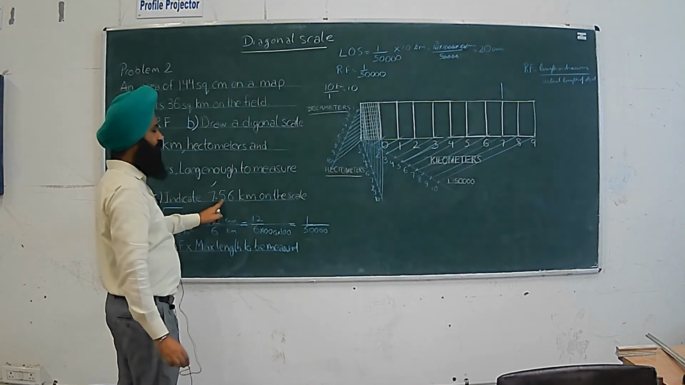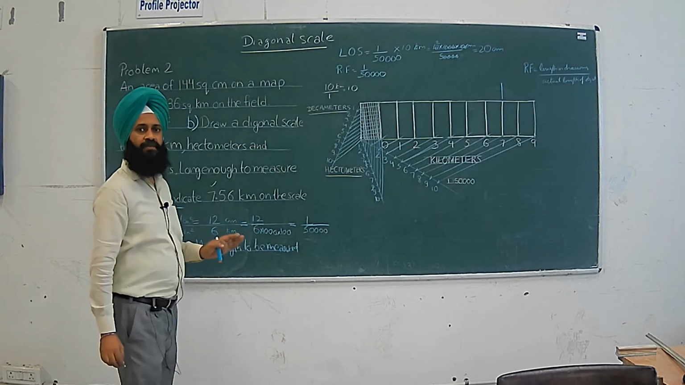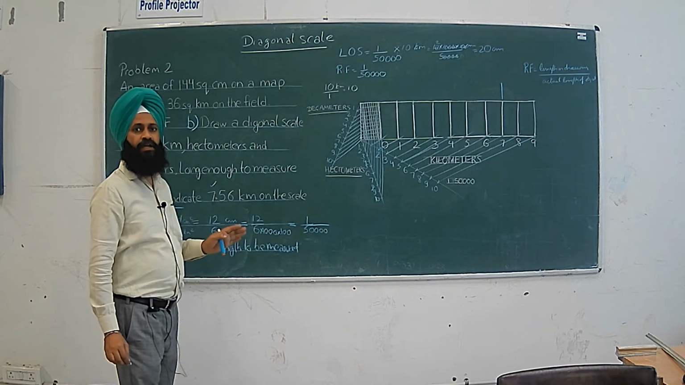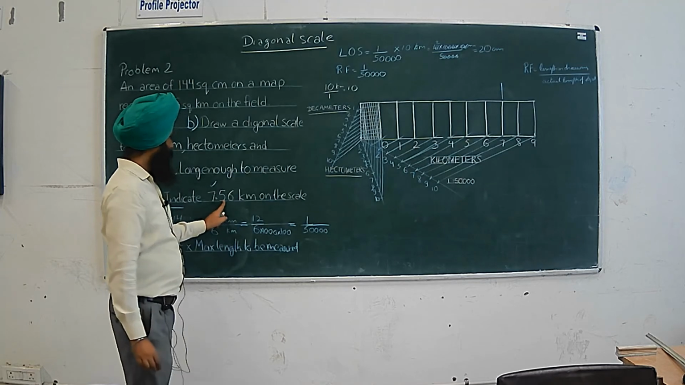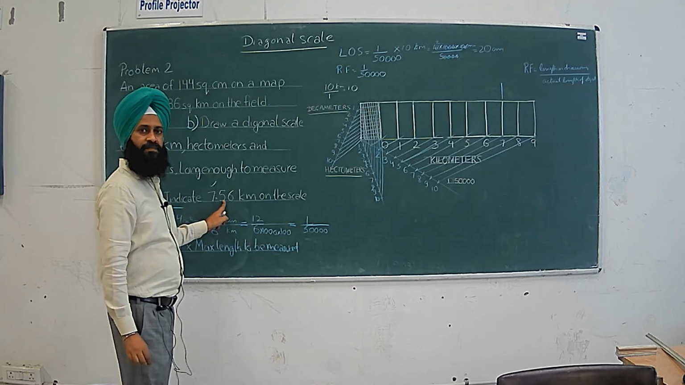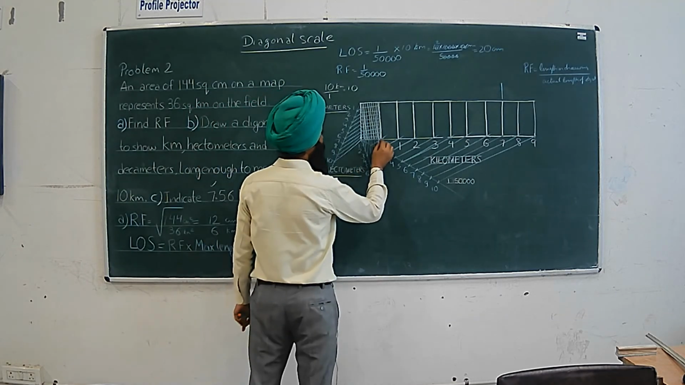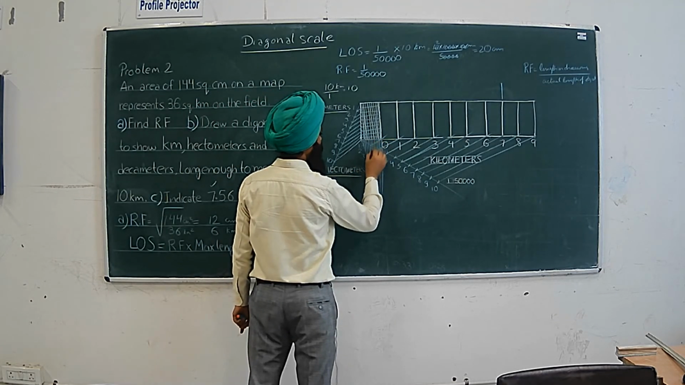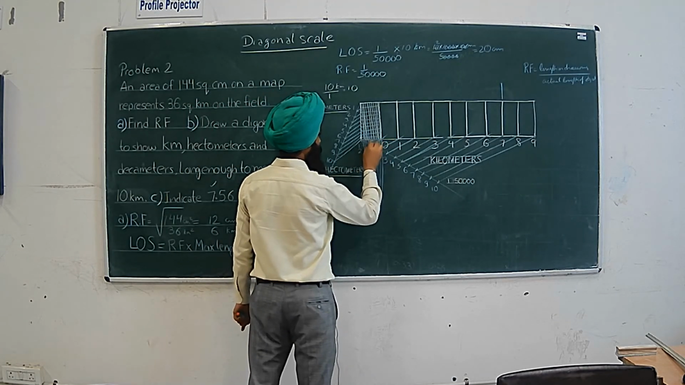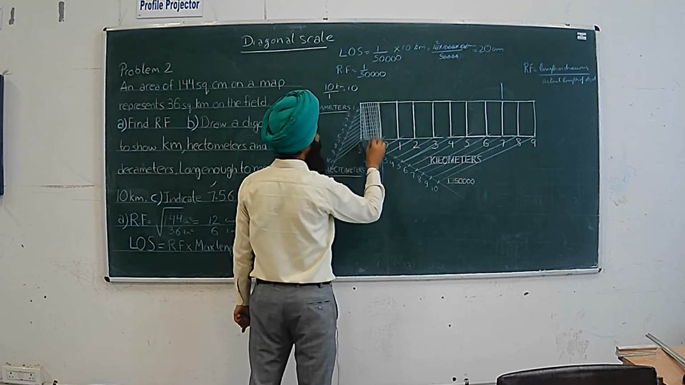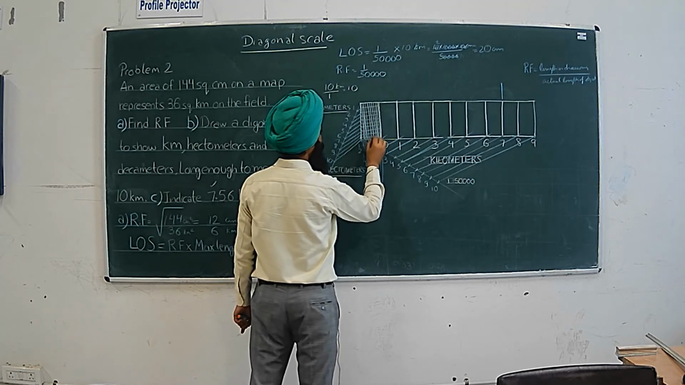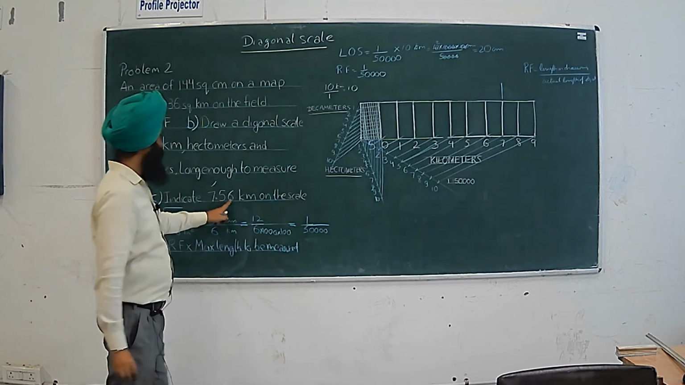Next is 0.5. 0.5 means 5 hectometers or 0.5 kilometers, which is 1/10 of the kilometer. But its face value is 5. So count the 5th division, 1, 2, 3, 4 and 5. So this is our 0.5.